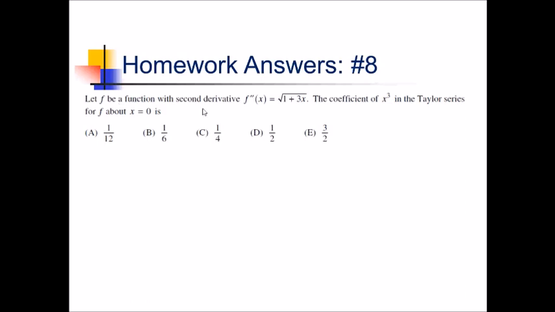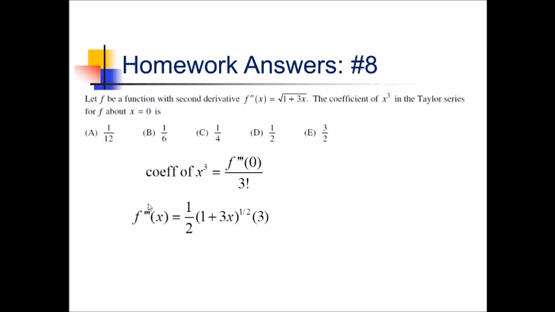For number 11, f is a function with the 2nd derivative f double prime equals this radical expression. The coefficient of x cubed in the Taylor series for f about x equals 0 is, all right, so in order to get the coefficient of x cubed the way these Taylor series are built, we need the 3rd derivative of f at 0 over 3 factorial. So we need to find that 3rd derivative and then divide it by 3 factorial. The good news is they already gave us the 2nd derivative, so we just need one more derivative. This is really 1 plus 3x all to the 1/2 power. So I can just do 1/2 times all this stuff to the negative 1/2 power times a tail of 3. And that is my 3rd derivative.